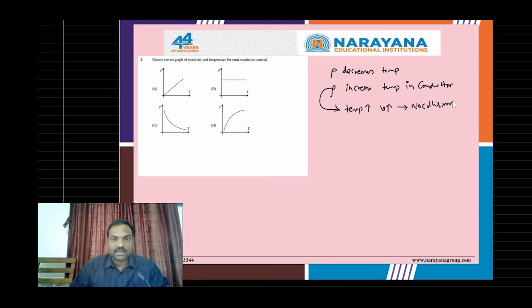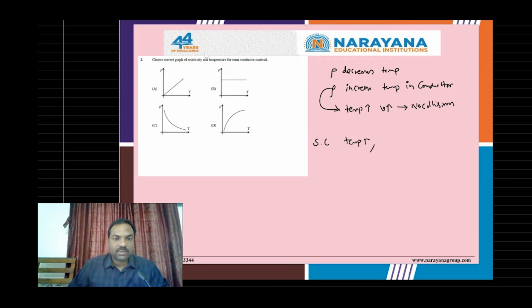Whereas in semiconductors, what happens? As the temperature increases, you are going to excite more electrons from the atoms. If you go with band logic, conduction band and valence band, some electrons from the valence band will go to the conduction band because their energy will increase. So the number of free electrons, or charge carriers, in the conduction band will increase. That will obviously decrease the resistivity. So with temperature, the resistivity of a semiconductor material decreases.